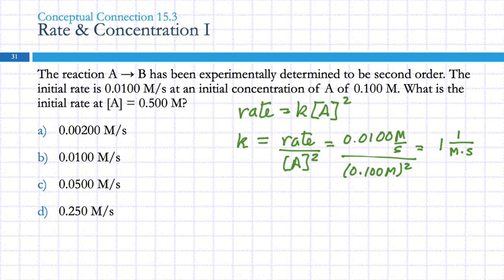So now that we know what the rate constant is, we can use the rate constant and this new concentration to figure out what the rate is there. The rate is equal to the rate constant times the concentration squared.